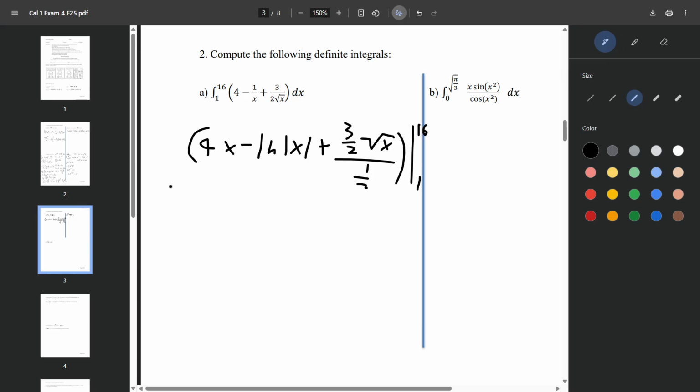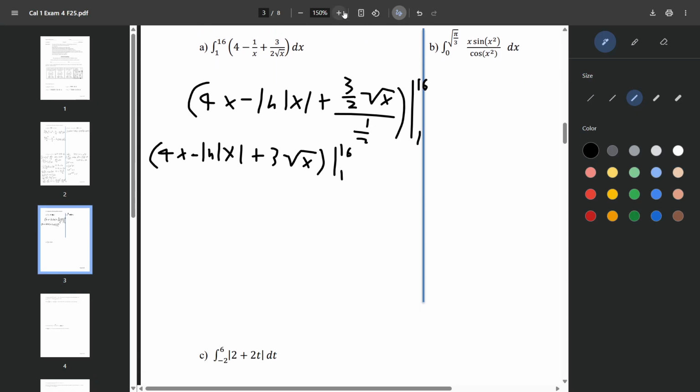So we are going to have 4x minus ln of the absolute value of x plus 3 root x, from 1 to 16.